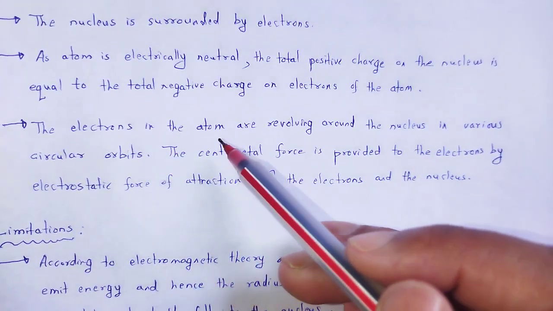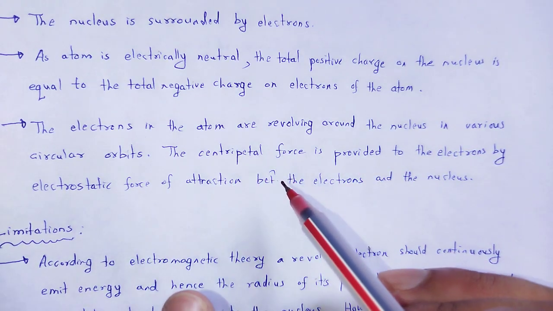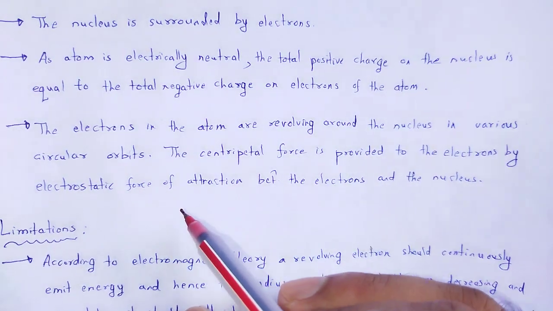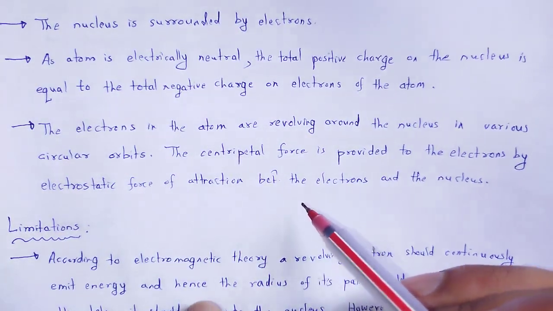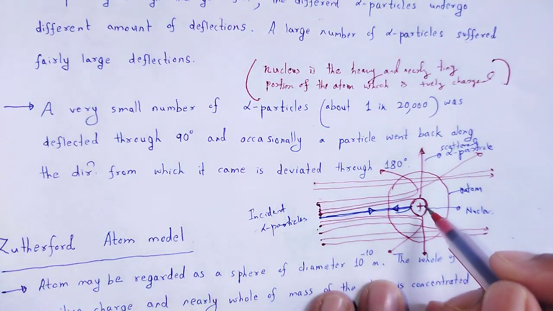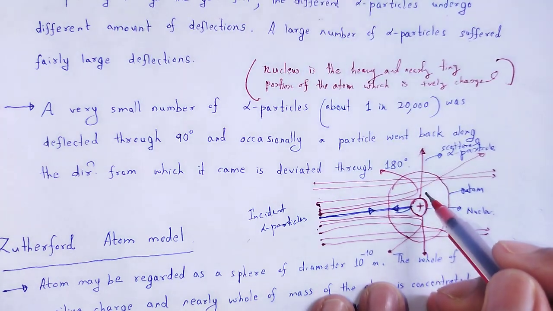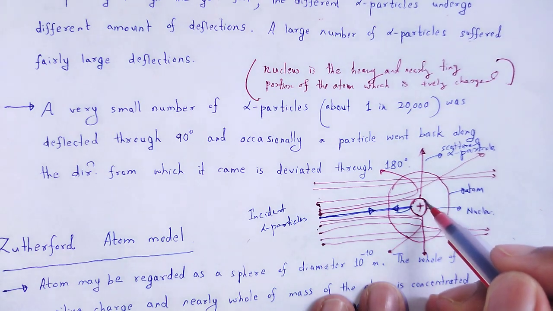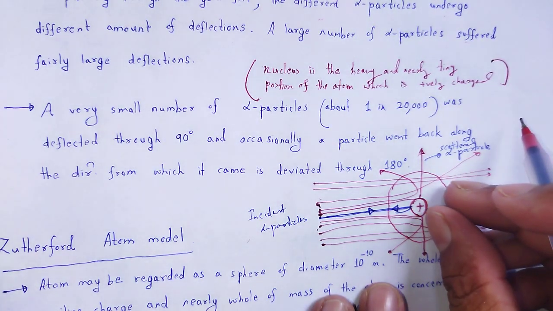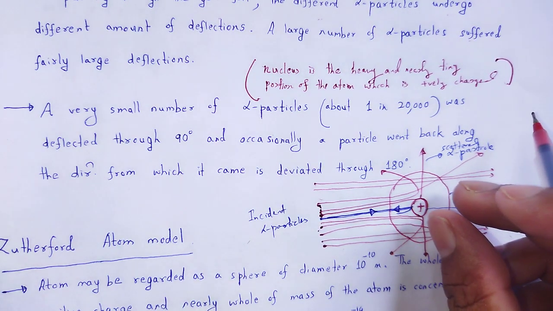Next point, the electrons in the atom are revolving around the nucleus in various circular orbits, and the centripetal force is provided to the electrons by the electrostatic force of attraction between the electrons and the nucleus. The nucleus is positive charge, the electrons are negative charge, and these two are attracted to each other due to electrostatic force of attraction.